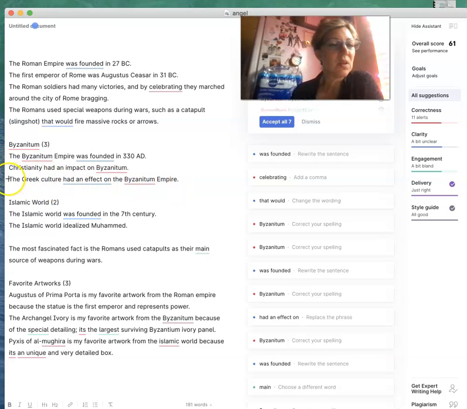Okay, so this is good. This is a little simplified. Simple. And again, simple. I mean, it's true. It is a fact. But I would like you to expand upon it a little more. Okay, so I agree that's fascinating. And I feel this is pretty good. And yes, okay, the largest surviving Byzantium ivory panel. So that is a great point.